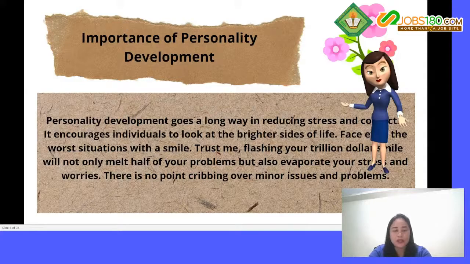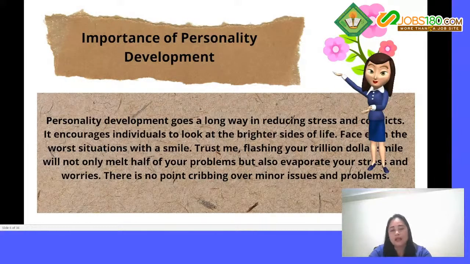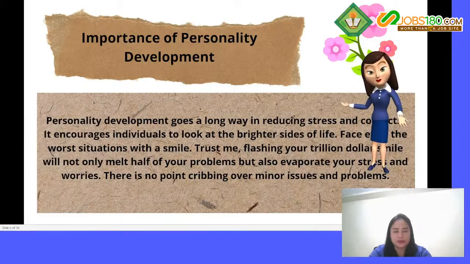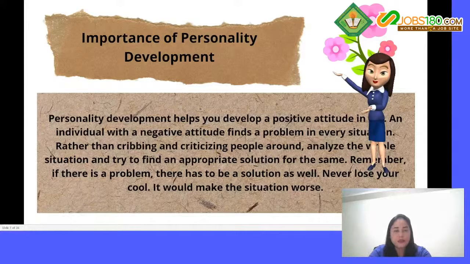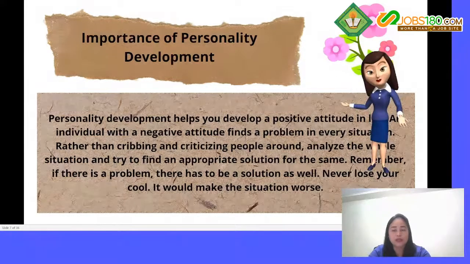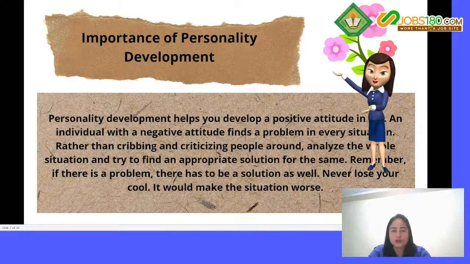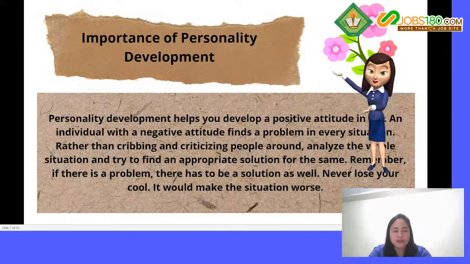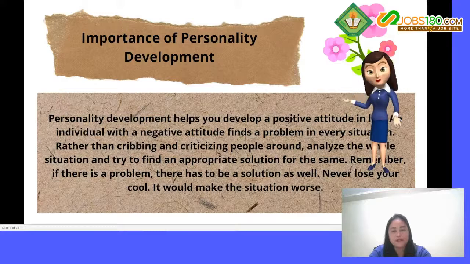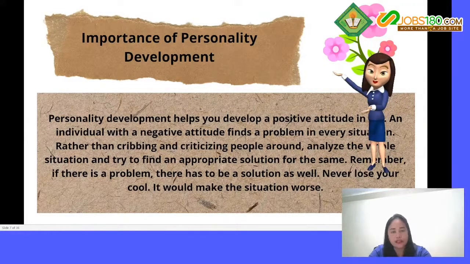There is no point cribbing over minor issues and problems. Okay? We proceed. Personality development helps you develop a positive attitude in life. Okay, it helps daw to develop a positive attitude in life. An individual with a negative attitude finds a problem in every situation. Pag negative, syempre negative din yung magiging impact.